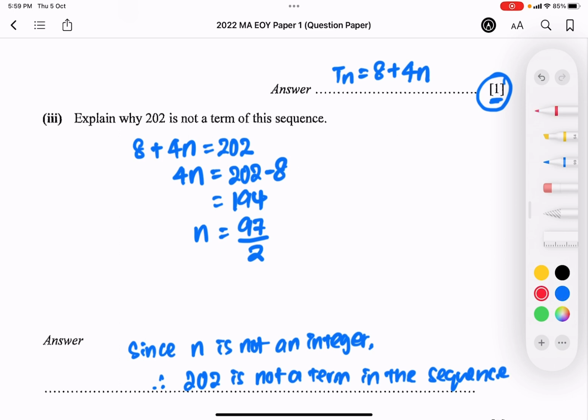Remember, this is the most critical part, okay? And so we need to conclude in this way.